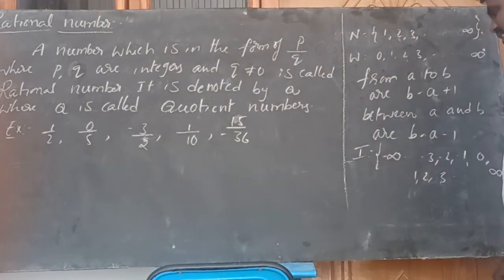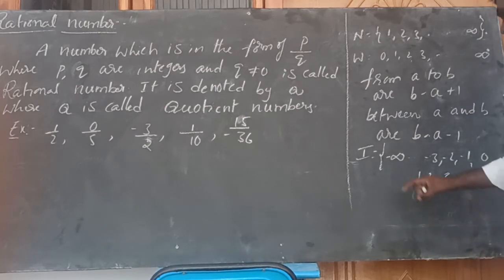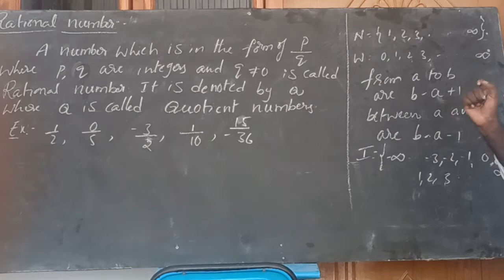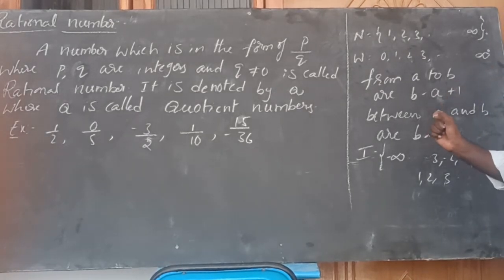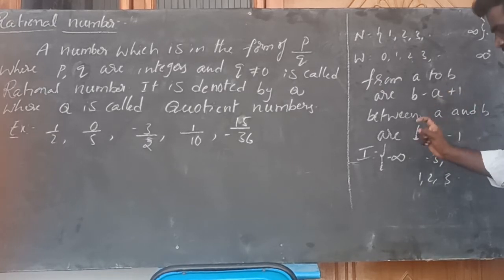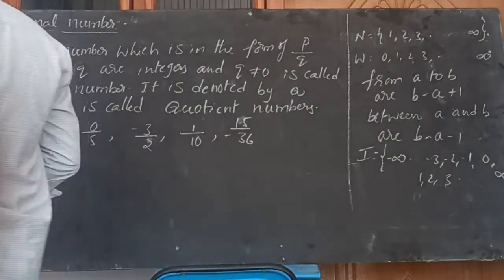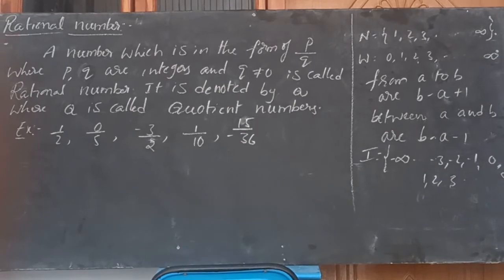So integers are denoted by I or Z. Z means Zahlen. Zahlen is a German word meaning counting numbers. Next, another type in the classifications of numbers is rational numbers.